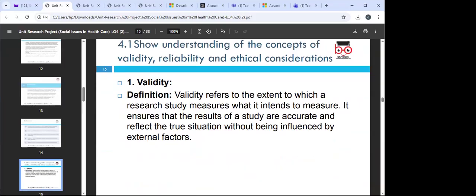Validity. Validity refers to the extent to which a research study measures what it intends to measure. It ensures that the results of a study are accurate and reflect the true situation without being influenced by external factors. What are the external factors? We may have factors like political factors that affect your findings. Where you are, probably there were a lot of wars and instability, so those may affect your way of gathering findings. There may be economic issues, there may be threats.